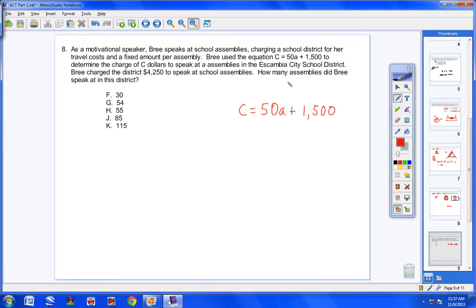Now follow my pen, please. What does A stand for? She's charging C dollars. Let's go ahead and make note of that. I wasn't going to, but let's go ahead and write it down now. C stands for dollars to speak at A assemblies. So A would be the number of assemblies. Got it? Abbreviate it: number of assemblies.